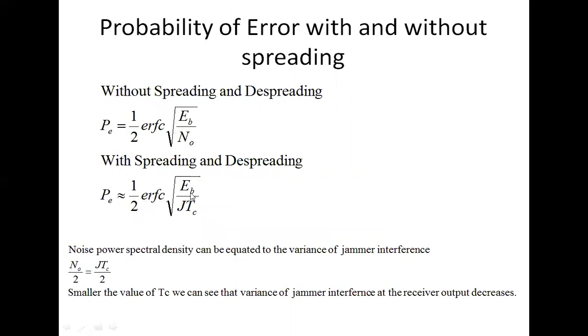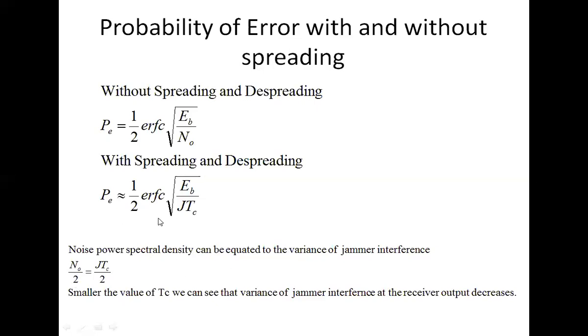Now, with spreading and despreading, it is possible to show that the probability of error is approximately equal to half ERFC of root of EB over JTC. So what is J here? J is the jammer power and TC is the chip duration. If you compare these two, the noise power spectral density N0 by 2 can be equated to JTC by 2. This is the variance of jammer interference and this is the noise power spectral density. So noise power spectral density can be equated to the variance of jammer interference.